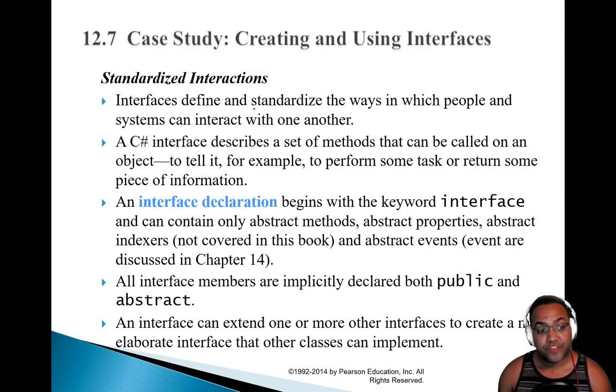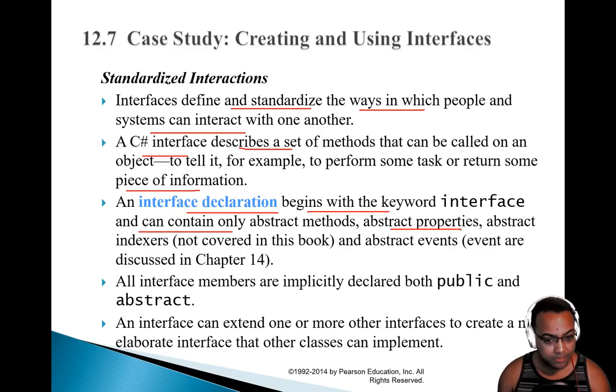So, interfaces define and standardize the ways in which people and systems can interact with one another. A C# interface describes a set of methods that can be called on an object to tell it, for example, to perform some task or return some piece of information. An interface declaration begins with the keyword interface and can contain only abstract methods, abstract properties, abstract indexers, and abstract events. All interface members are implicitly declared both public and abstract all the time.